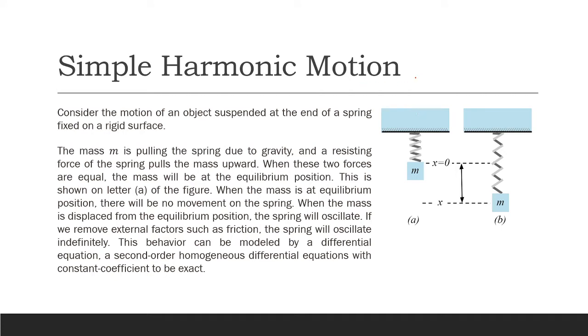So we have simple harmonic motion. So consider the motion of an object suspended at the end of a spring fixed on a rigid surface. So ito yung figure na yun. So makita natin dito, we have this rigid surface and then meron tayong mass suspended by a spring. Ito yung spring natin. Now, the mass M is pulling the spring due to gravity and the resisting force of the spring pulls up the mass upward.